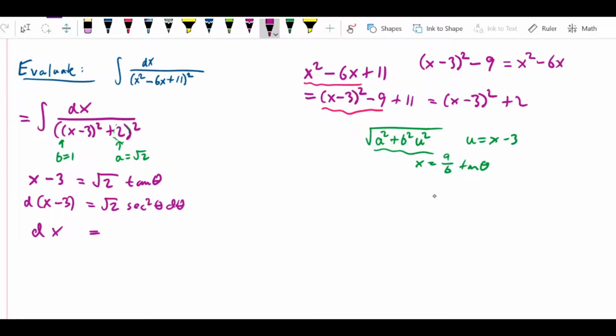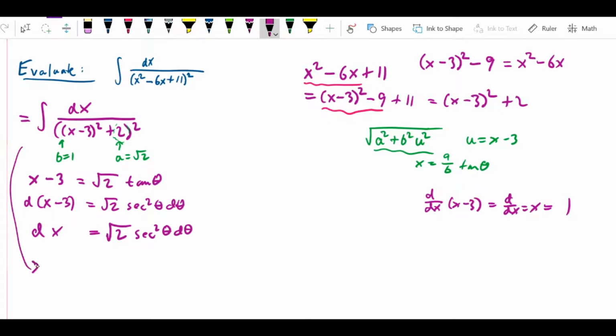because surely you must recognize that the derivative of x minus 3 is the same thing as the derivative of x, which is just 1. So they're the same. So there's no reason I can't just replace d of x minus 3 with dx. Okay, so I have here dx equals the square root of 2 secant squared theta d theta. All right, so now I'm actually ready to do the substitution.